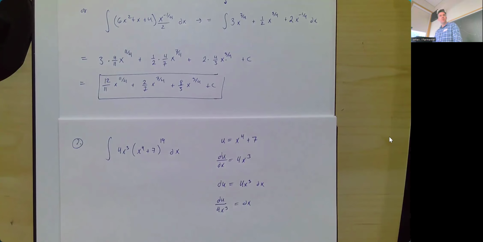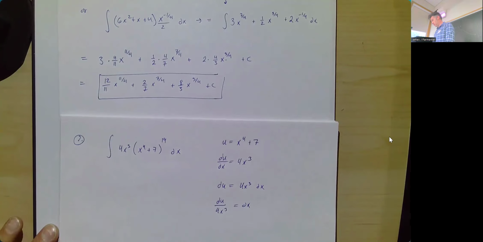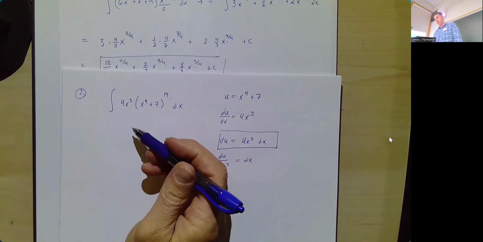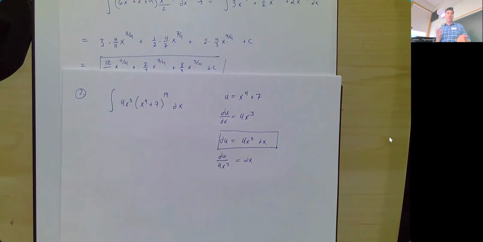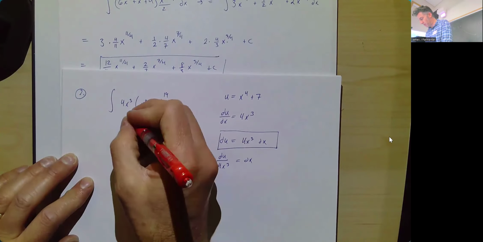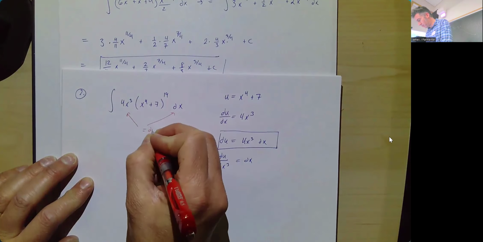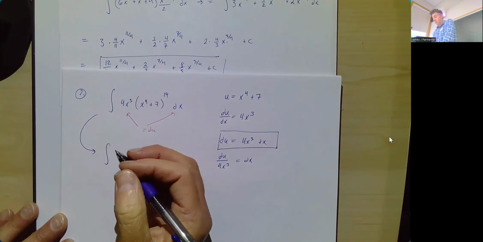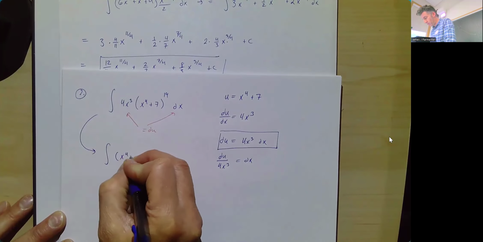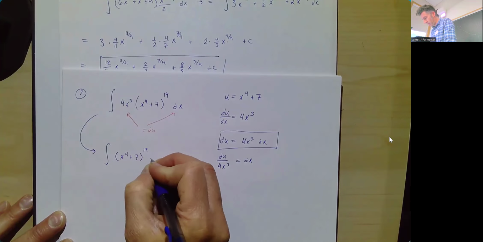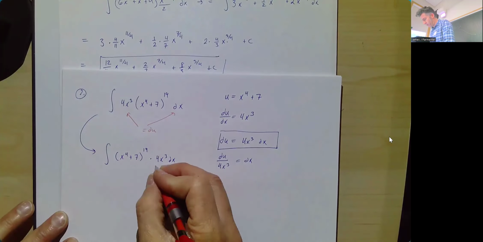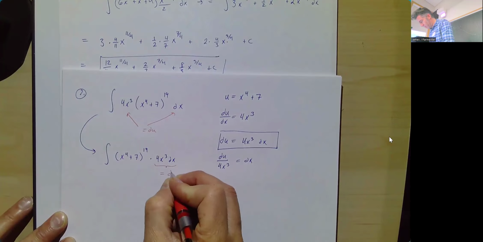So if it were me, and it is me, I would stop here and start. You don't have to. I kind of like to rearrange things so that the right pieces are next to each other. You can totally just say, oh, look, I've got 4x cubed times dx, so that's going to be equal to my du. But if you prefer to make it easier to see, you can rewrite this. Order of multiplication doesn't matter. You can write this as (x to the 4th plus 7) to the 19th power times 4x cubed dx. And then it's even easier to see that this 4x cubed dx is equal to du.